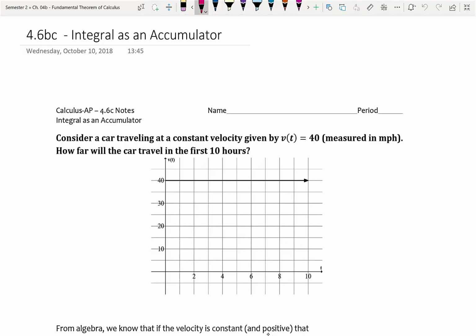Okay, to start, the question asks you to consider a car traveling at constant velocity, and it actually graphs this. So this is the graph of time, t, versus velocity, v of t. For you guys, what color is this? Purple? Lilac? And the graph is a constant horizontal. So the question asks, how far will the car travel in the first 10 hours?